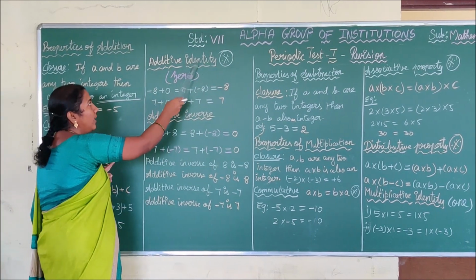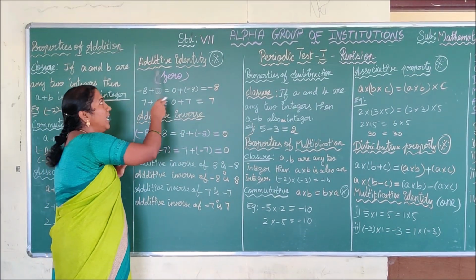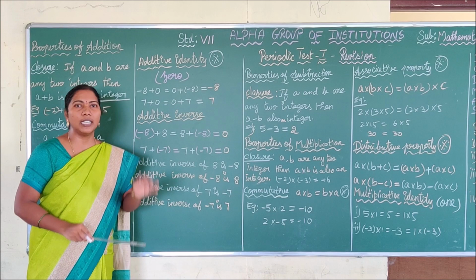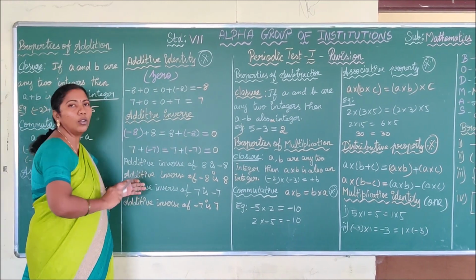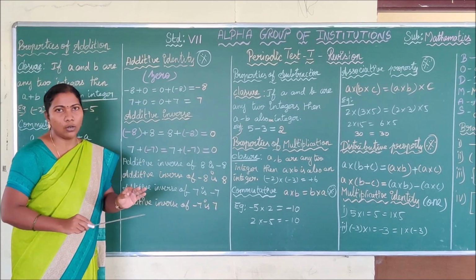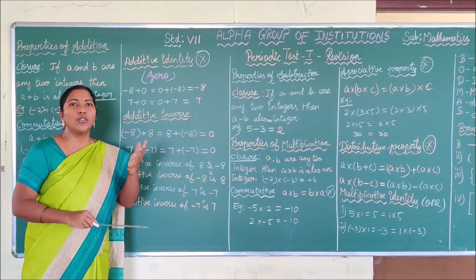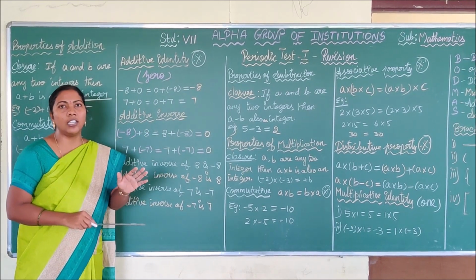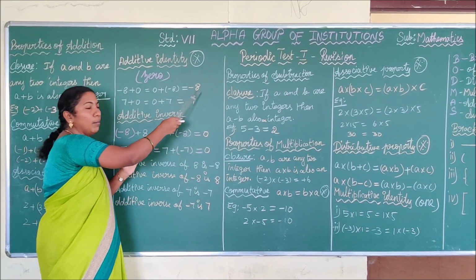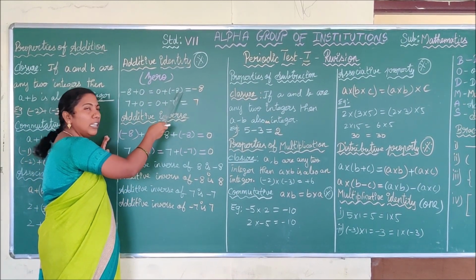See here, additive identity. This is very important. Definitely will come in your question paper. Additive identity means nothing but it is an element. That element is 0. Additive identity of integer is 0. What is called additive identity? What is the nature of it? If you add any number with that identity, or identity with any number, you get the same number.